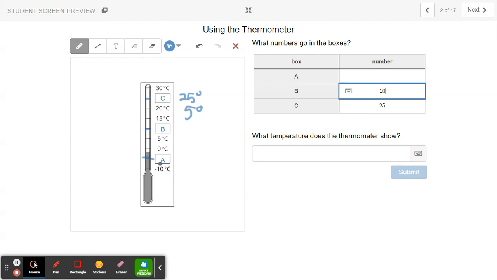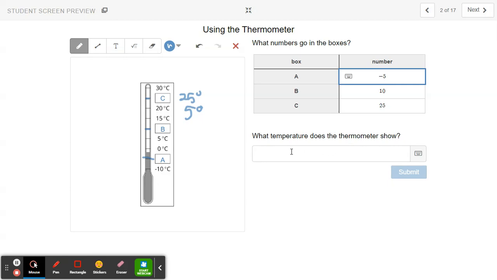And then for A, I know that it's less than 0 degrees and it's 5 degrees less than that. So I also noticed this is a negative 10. Because we're going below 0, less than 0, that's when we start using our negative sign. So that is negative 5.